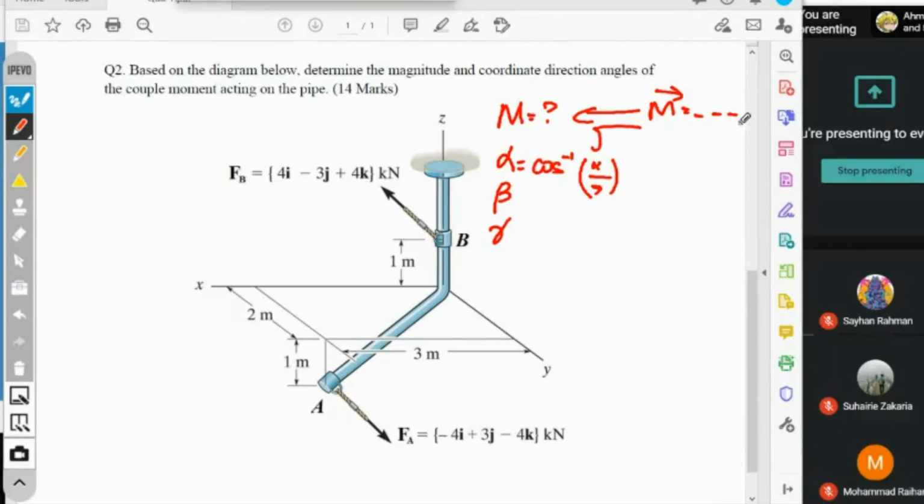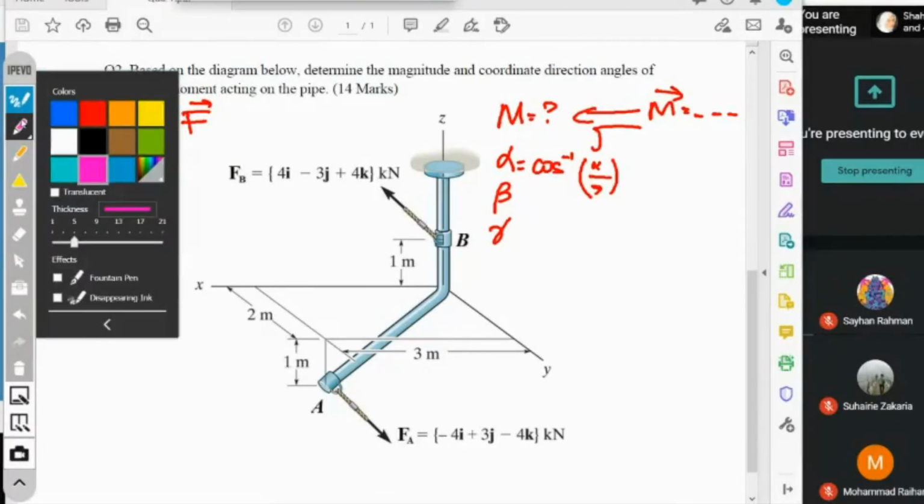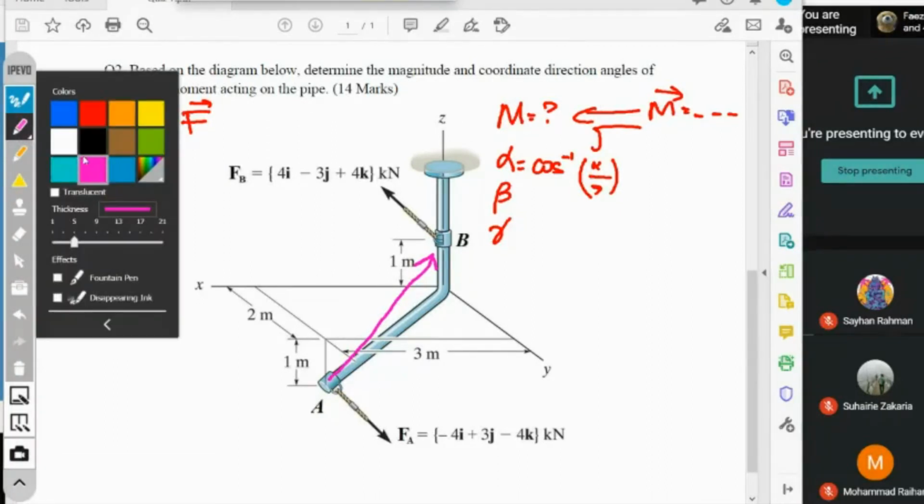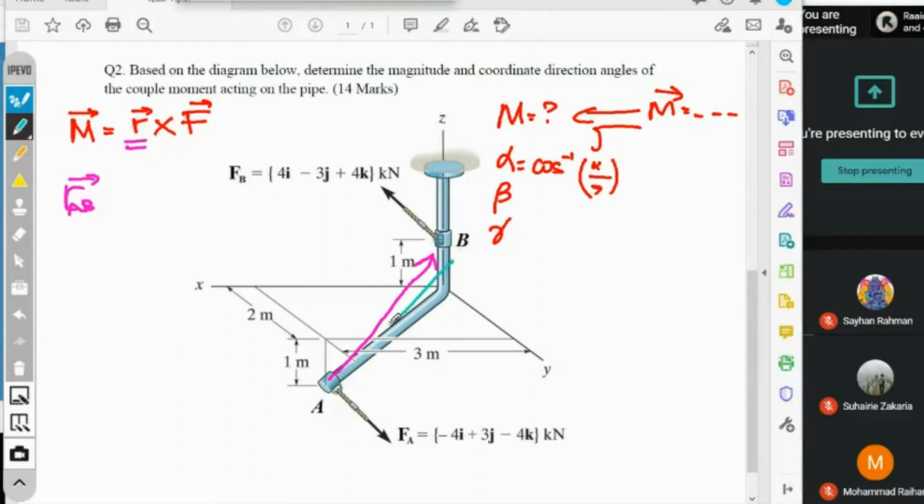So to get this vector, it is just the moment of a couple equal to R cross F, right? In this case, as long as you understand the concept, this R is from one force to another, and we have two options here, right? Either R A to B. If I use R AB, that's one option. Another option is the opposite way, R BA.